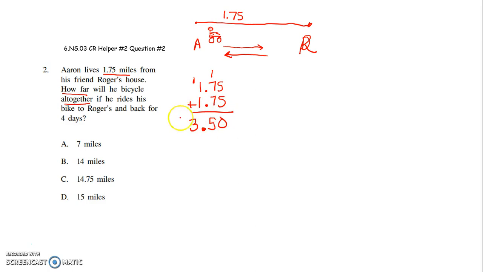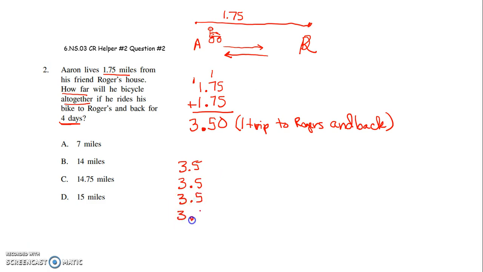So 3.5 miles would be one trip to Roger's and back. That would just be 1 day. In 1 day it takes 3.5 miles if I go all the way to Roger's and all the way back. But I'm going to visit my friend Roger for 4 days. There's a couple ways to go about this. One trip is 3.50 miles, and I don't even have to keep that 0 placeholder, just to make my life easier. I could repeatedly add 3.5 four times, or the other option would be 3.5 times 4, the distance in 1 day times your 4 days. Either of these methods will get you there.